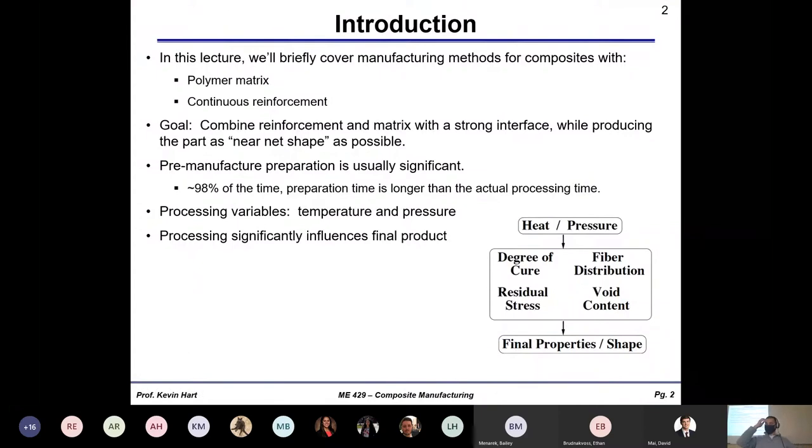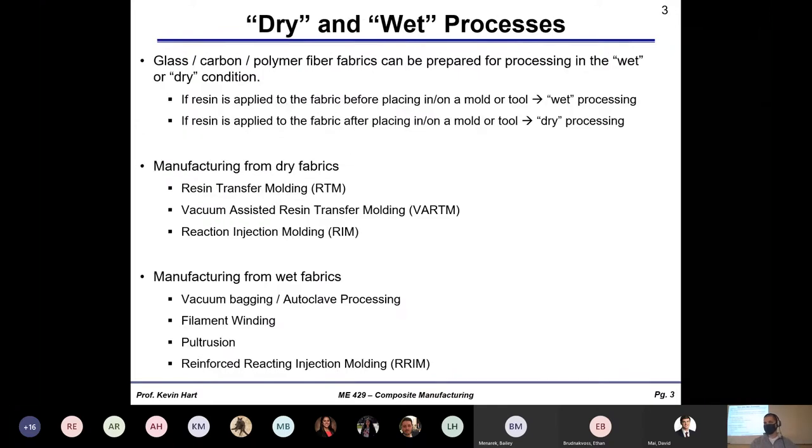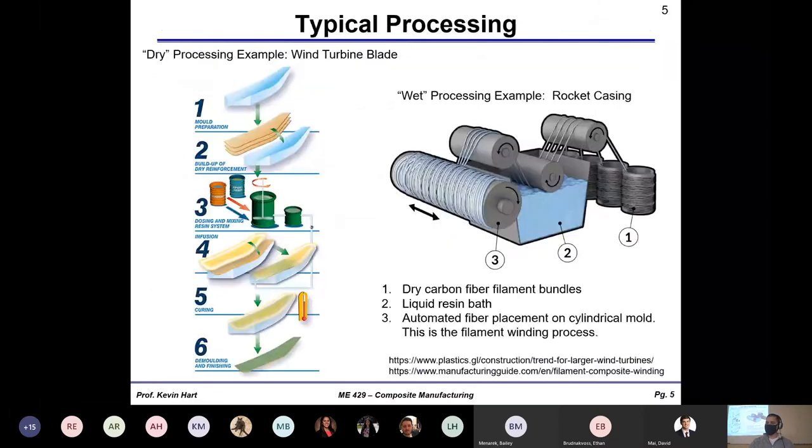We talked about the things that are influential in manufacturing composites, mainly pressure and temperature. And we talked about the two different types of processes, dry and wet processes. A dry process would be a process where you place the fabric in dry form into the mold. And a wet process would be where you get the fabric wet with resin before you apply it into the mold or on the mold surface or whatever the case may be.